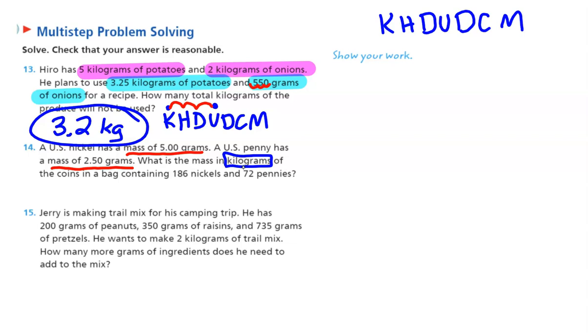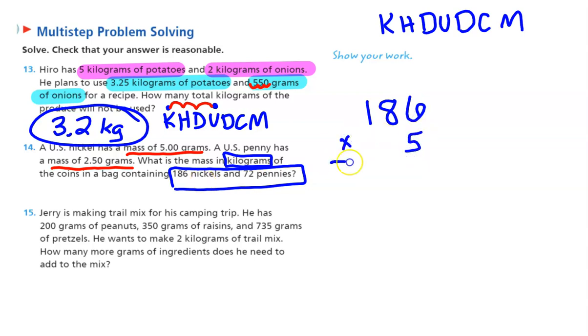We know that a nickel has 5 grams. That's how much it weighs. We know a penny weighs 2.5 grams. And we want to know the mass in kilograms, but not until we figure out how much the mass is in grams first. So if I've got 186 nickels and 72 pennies, I can solve this. It's just going to take me a little time and work. So I'm going to do 186, that's how many nickels I have, and they weigh 5 grams each. So I'm going to multiply those by 5.